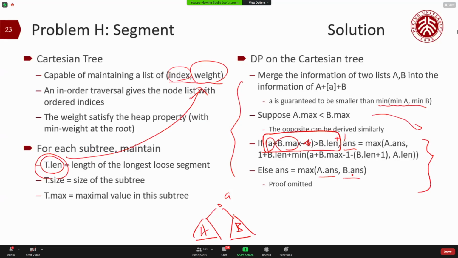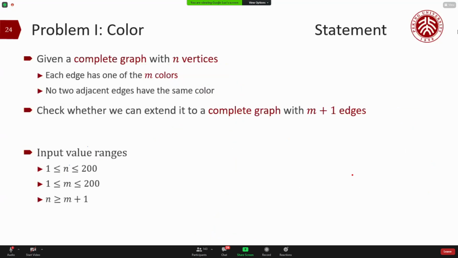So this is problem H. Okay, and then we have two more problems. The remaining two problems are more on the properties of graphs on the streams. So here problem I is a color. So let's review what's inside this problem.